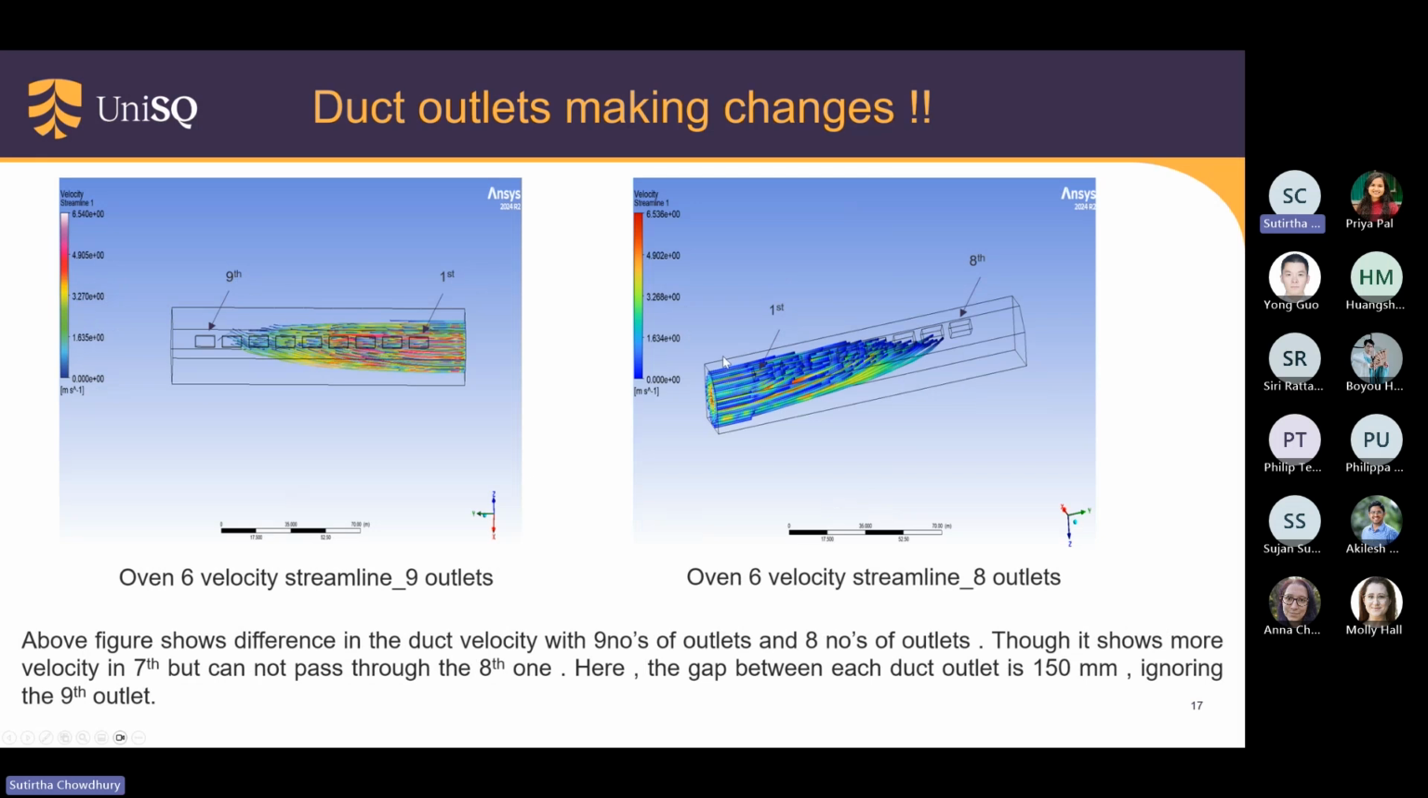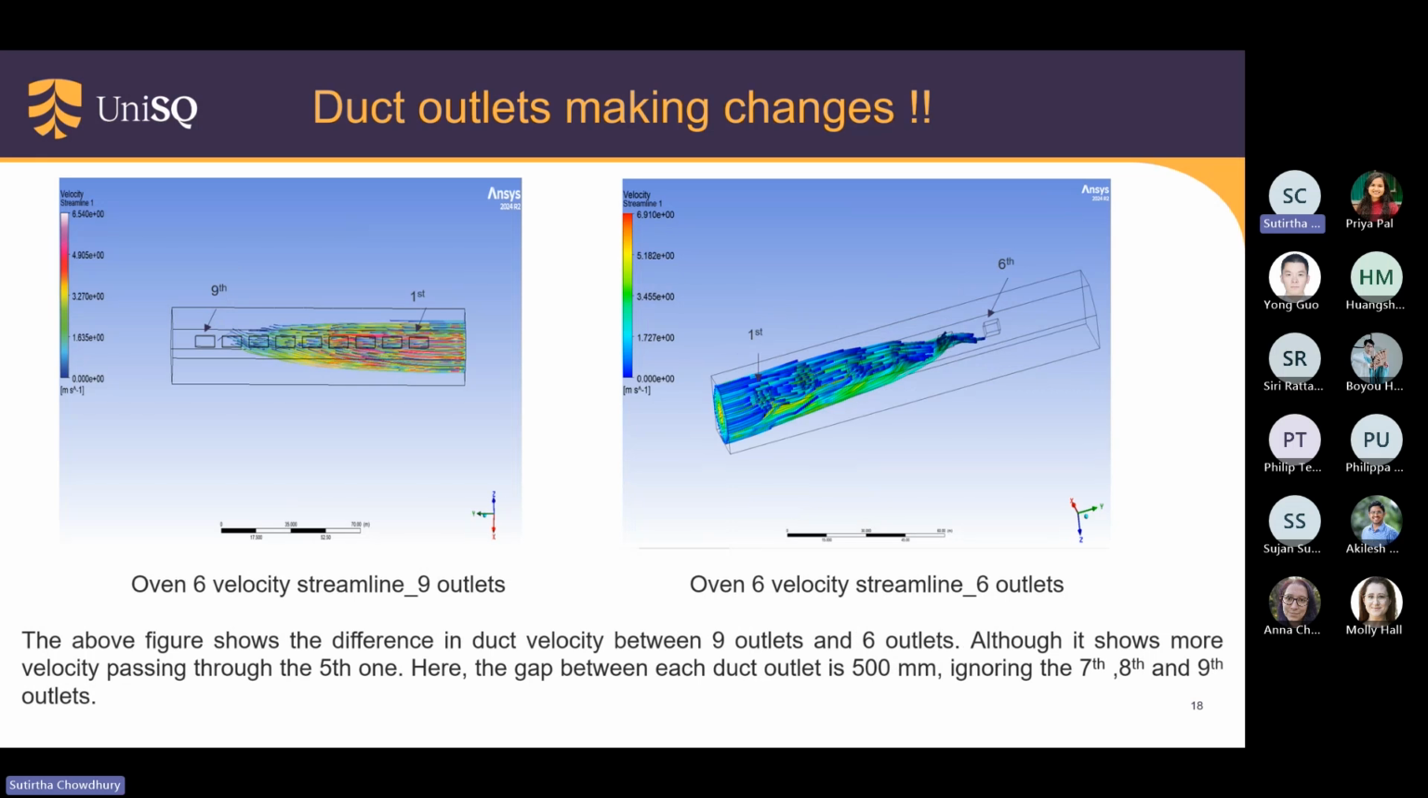Now, here is the difference between how we have changed the duct numbers. If we decrease the duct number to 8, what will it give? Now here we can see the seventh outlet will get some velocity as we have decreased the chamber size. Here the gap between the outlets is 150 mm. Here we have neglected the ninth outlet, but still the duct area was 6 meter.